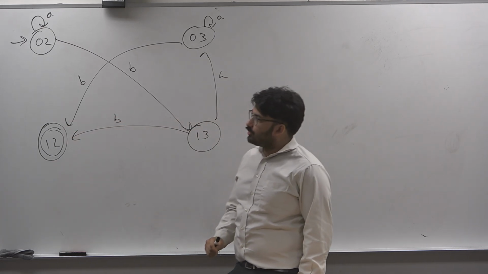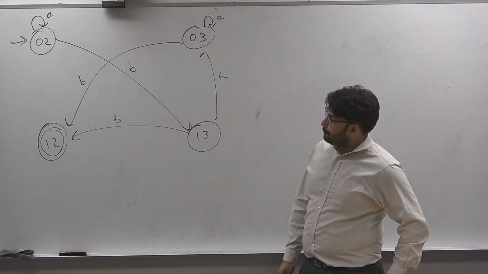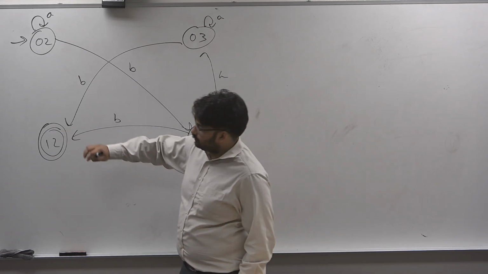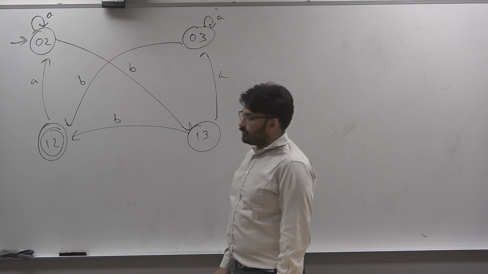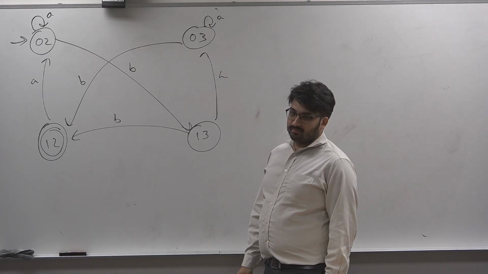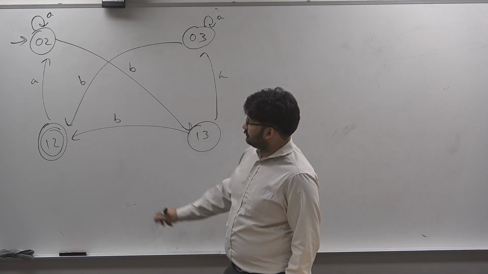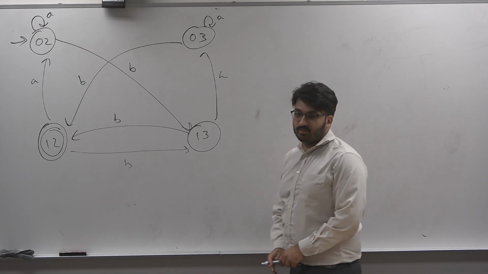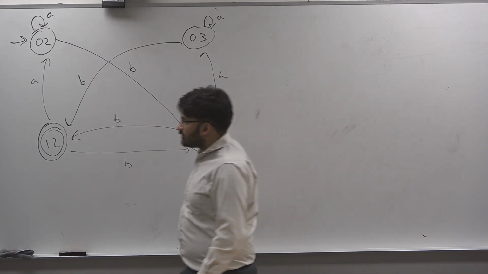Now, if you're in 1, 2 and you see an A, where do you go? 0, 2. Yes. And if you're in 1, 2 and you see a B, where do you go? 1, 3. There you go. So here's our Cartesian product DFA. We took two DFAs and combined them to make one bigger DFA with a multiplicative growth, but this is the answer.